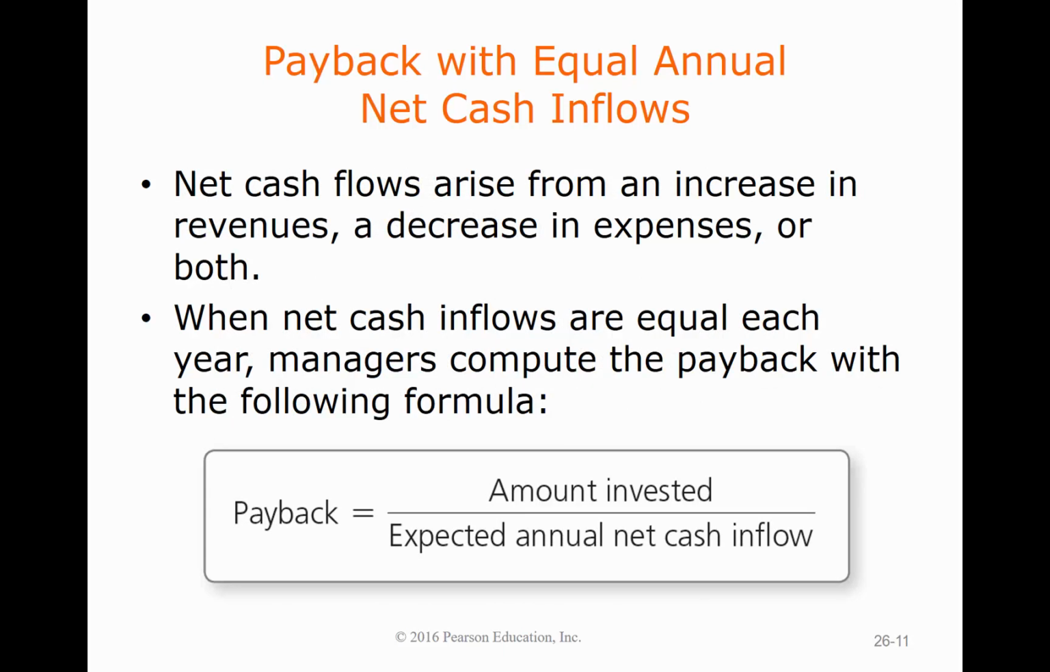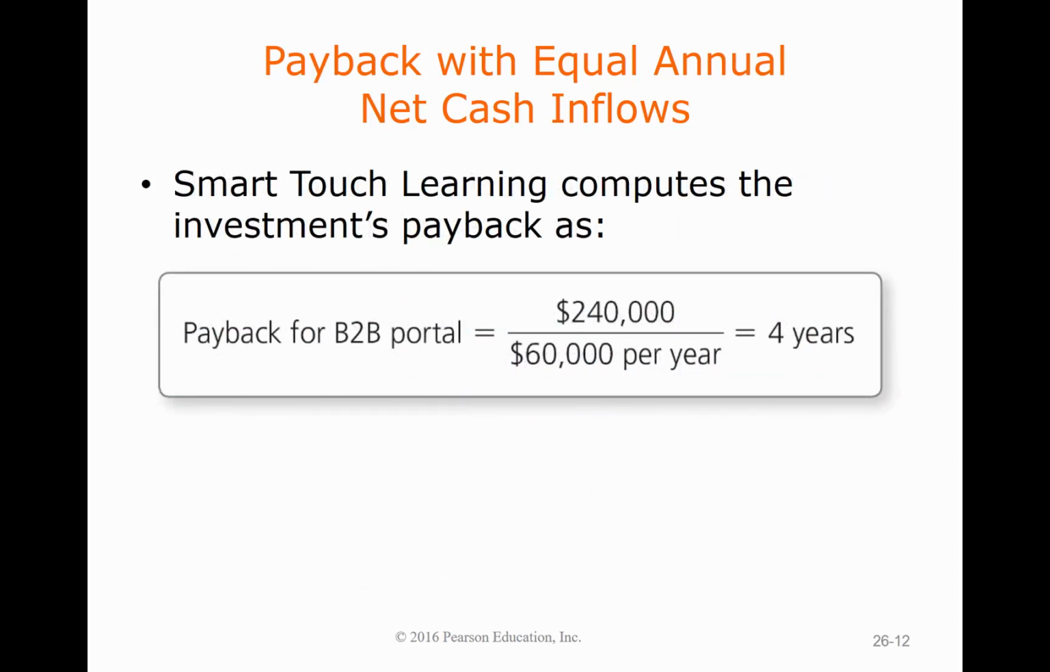So net cash flow is when there's an increase in revenue and a decrease in expenses, or both. So to do payback, here's the formula. All you do is you take the amount you invest and you divide it by the expected annual net cash inflow. So that's annualized. The total amount invested divided by the expected annual net cash inflow. So in the case of this one, $240,000, expected to make a net cash inflow of $60,000 per year. It's got a 4-year payback.